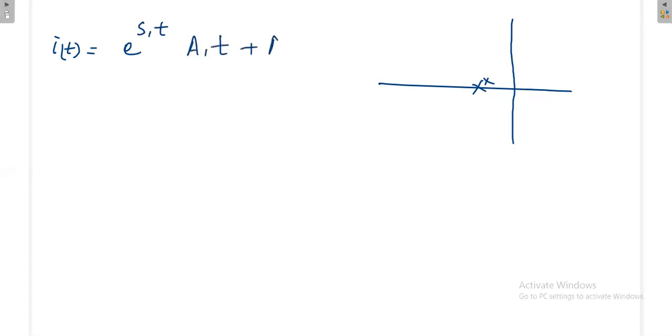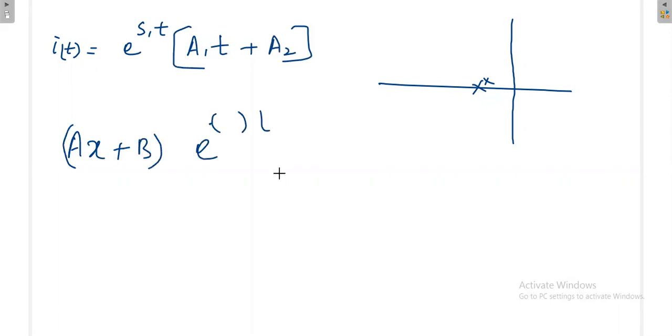a1t plus a2. Generally in mathematics we used to write like this: ax plus b, e power minus that root into t. So the same only I'm writing here. So ax plus b, because there the variable is x, but here the variable is t, and again e power that common root. It's not like s1 and s2, both are same. So it is like this.